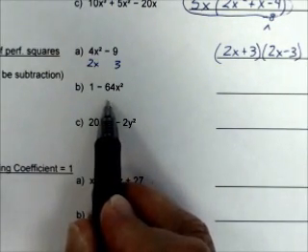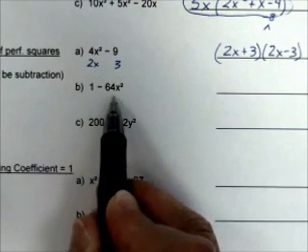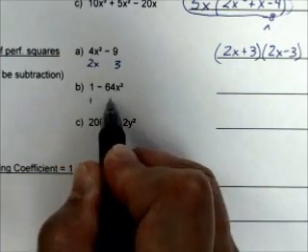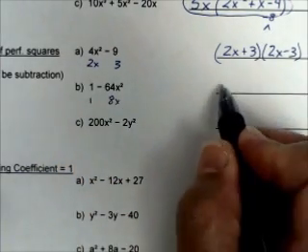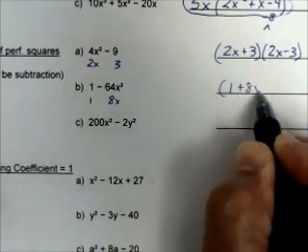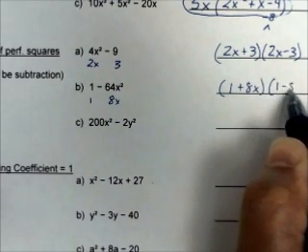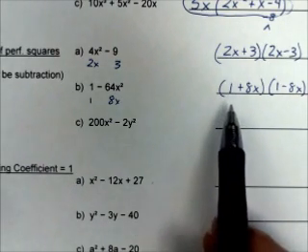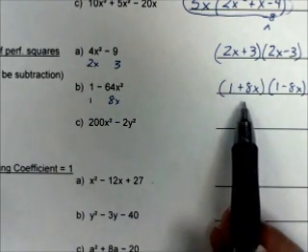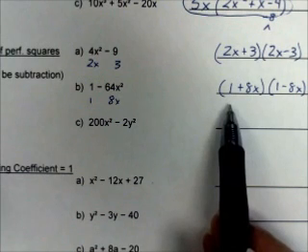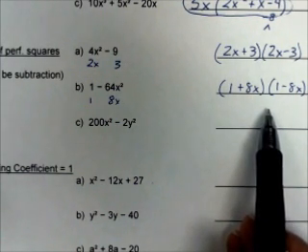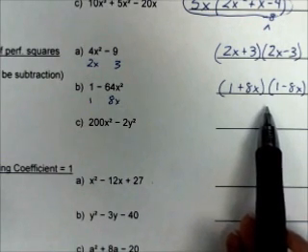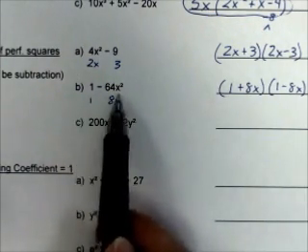B, 1 minus 64x squared, each is a perfect square. The square root of 1 is 1, and the square root of 64x squared is 8x. So this factors into (1 plus 8x) times (1 minus 8x). Just please be careful. Make sure you don't write it as 8x plus 1 and 8x minus 1, because that would result in 64x squared minus 1, and that's not what we have here. We have 1 minus 64x squared.